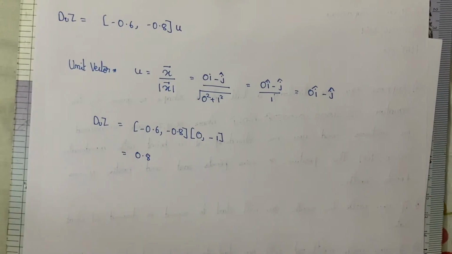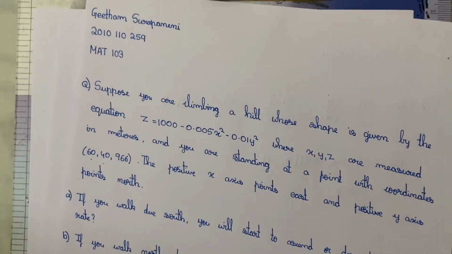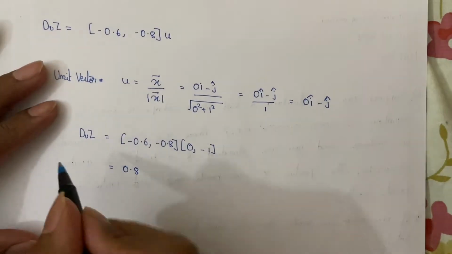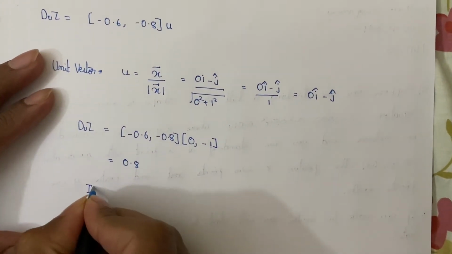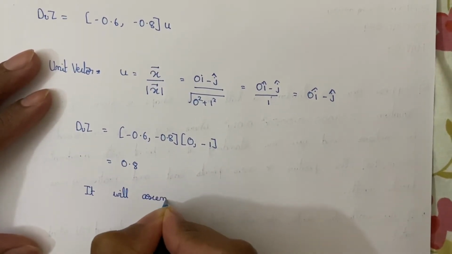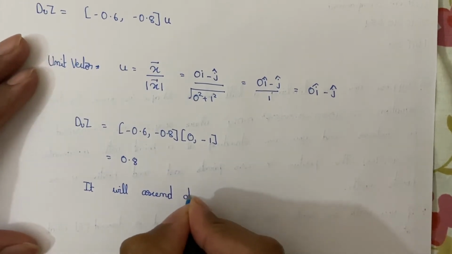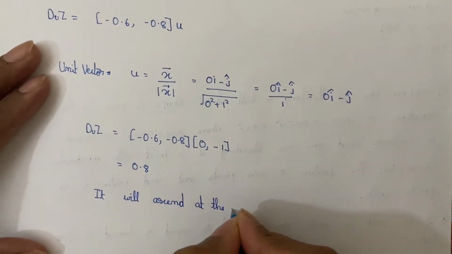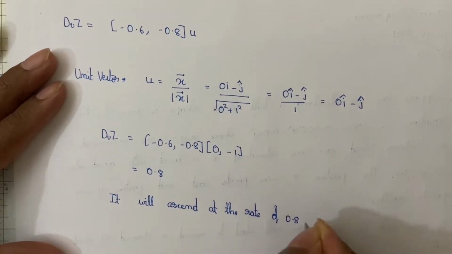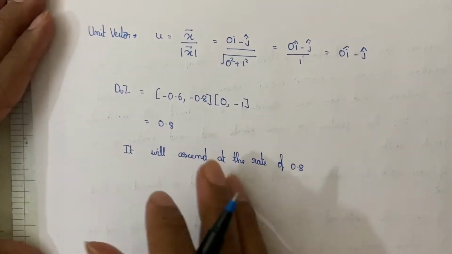Since the value is greater than 0, it will ascend at the rate of 0.8. This is the A bit. Now let's get into the B bit.